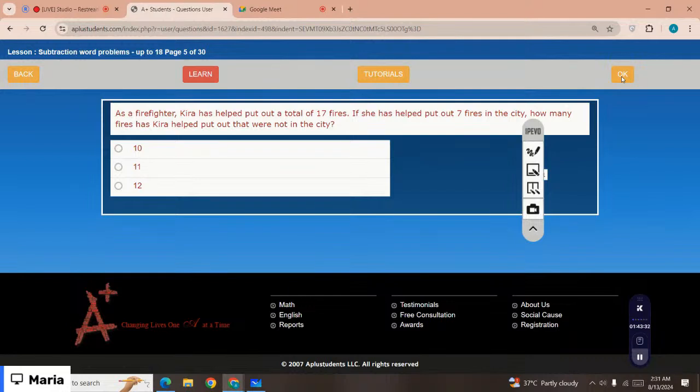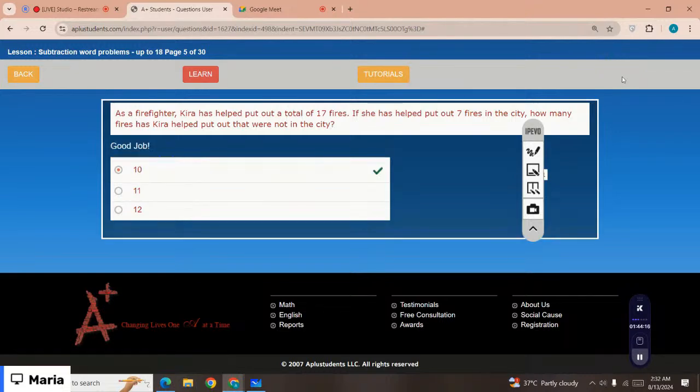The correct option is 10. 17 take away 7 is 10. Option number 1 is the correct option. Very good.